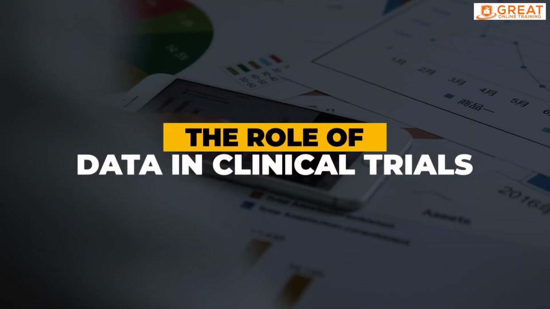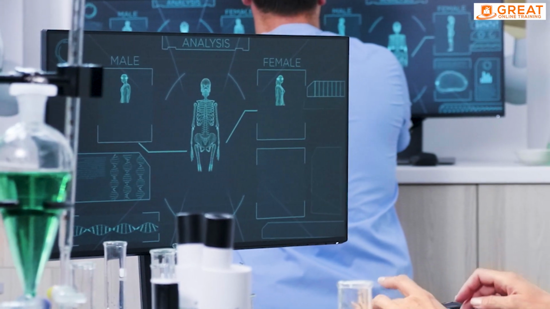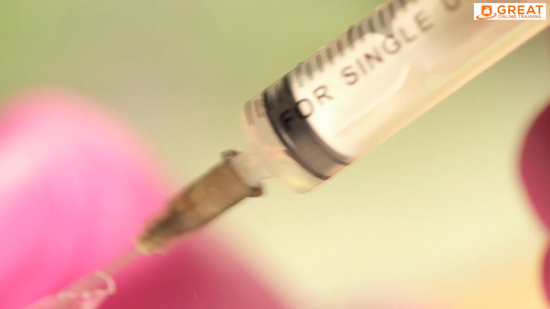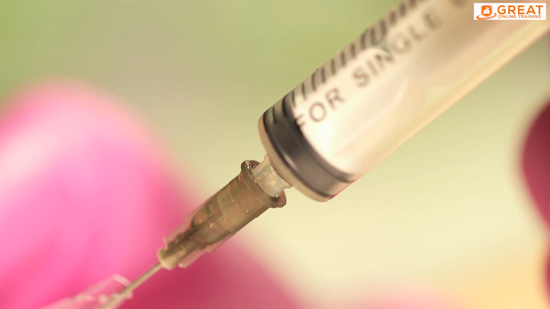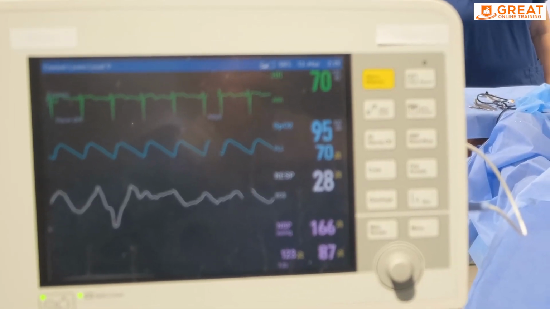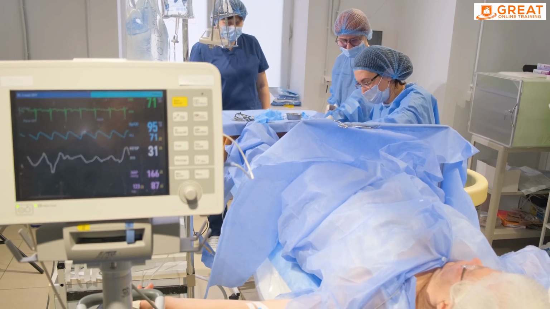The role of data in clinical trials. This data is at the heart of clinical trials. It informs every decision, from changes in dosage to whether or not a drug is effective. The data can also provide valuable insights that lead to new hypotheses and future research directions.